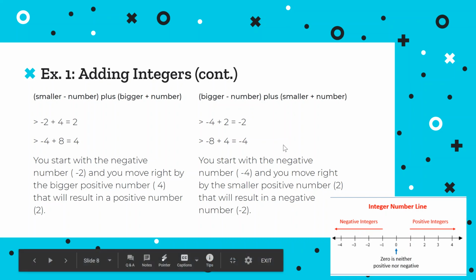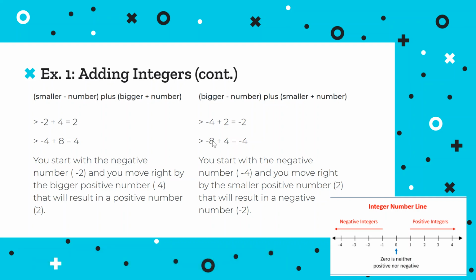All right, same thing with -8 plus 4. You have -8, you move to the right on the number line 4 times, and you get -4. So basically, it's 8 minus 4, but -8 plus 4, which will get you -4.